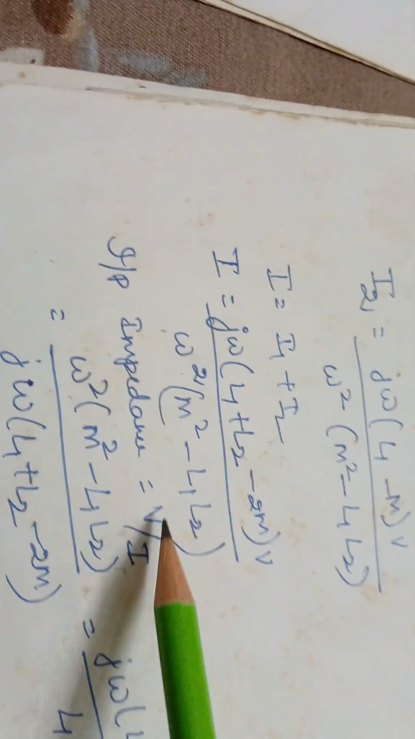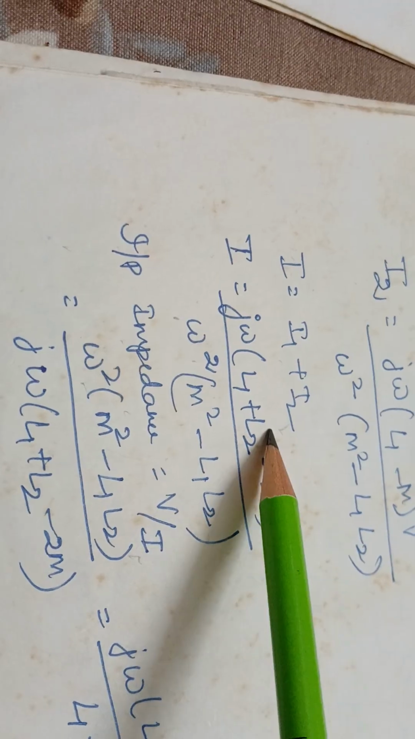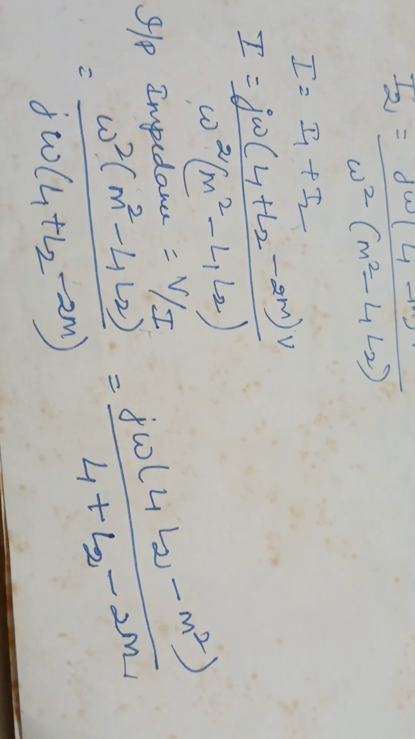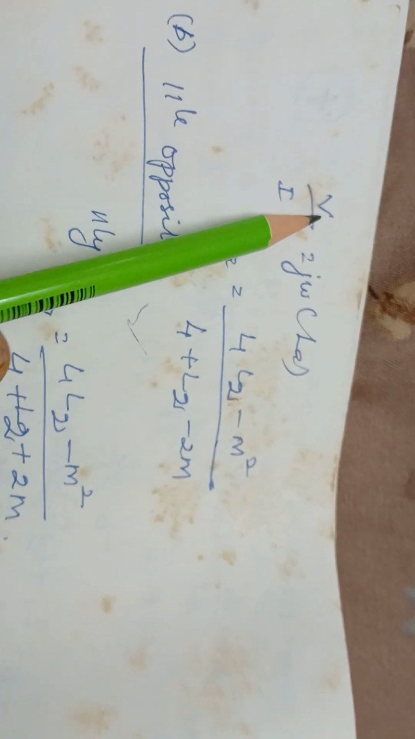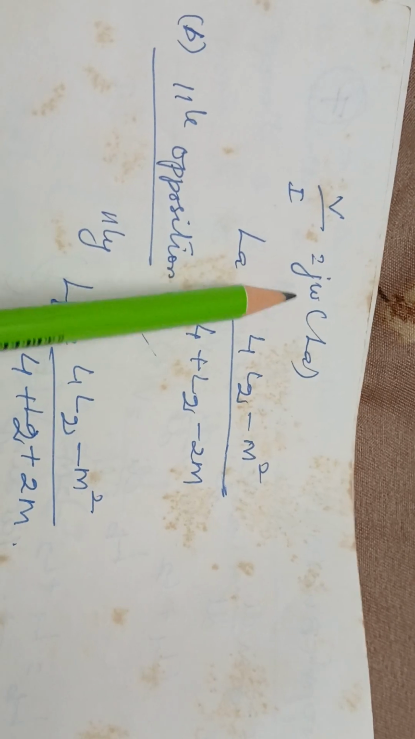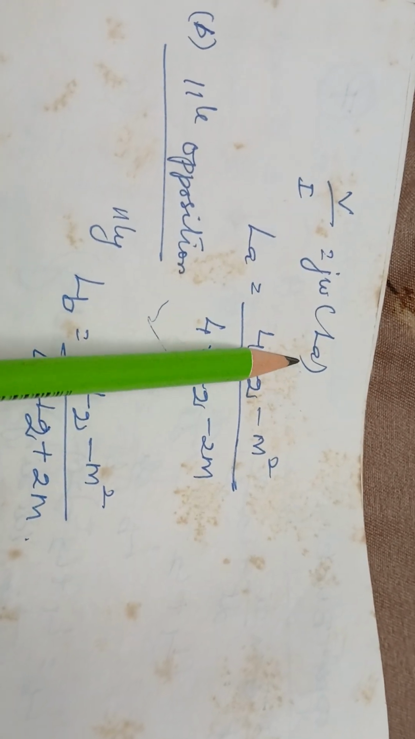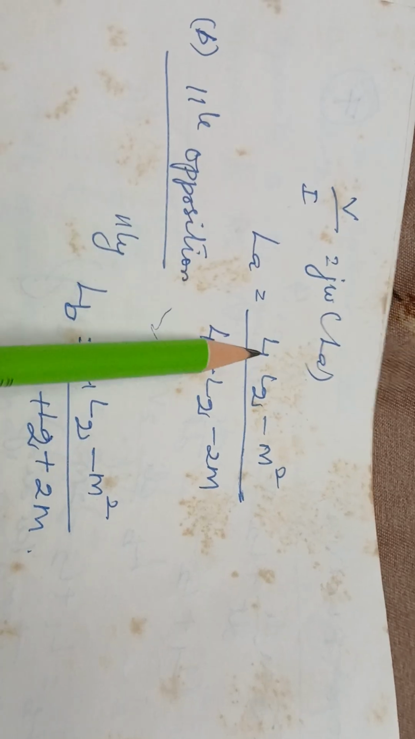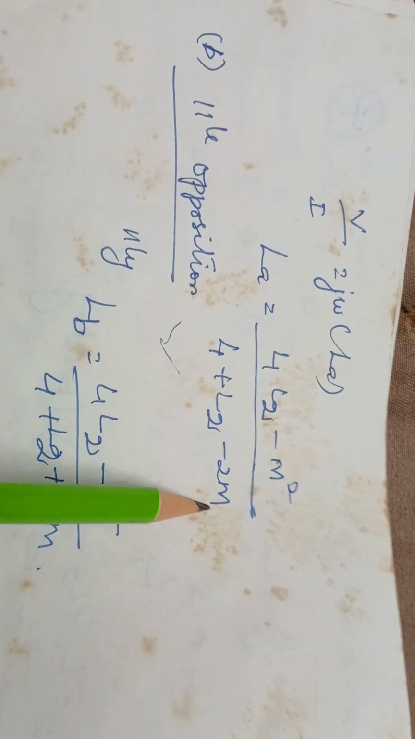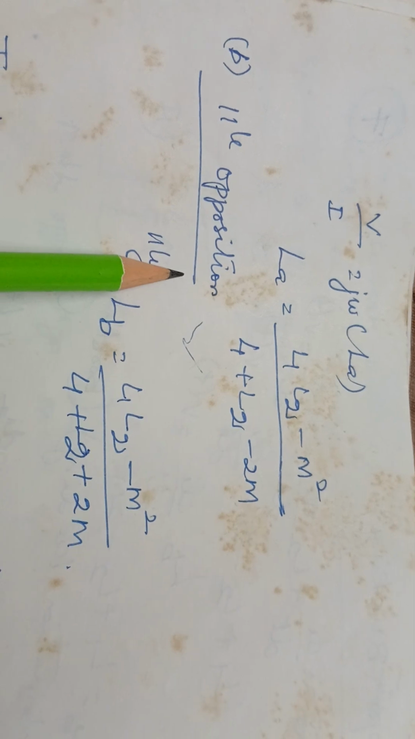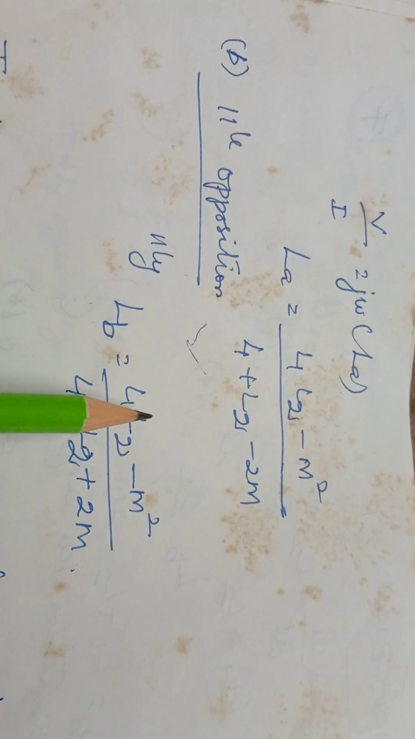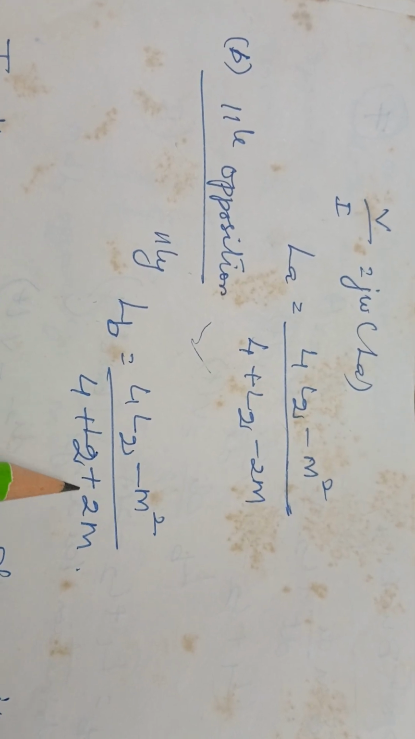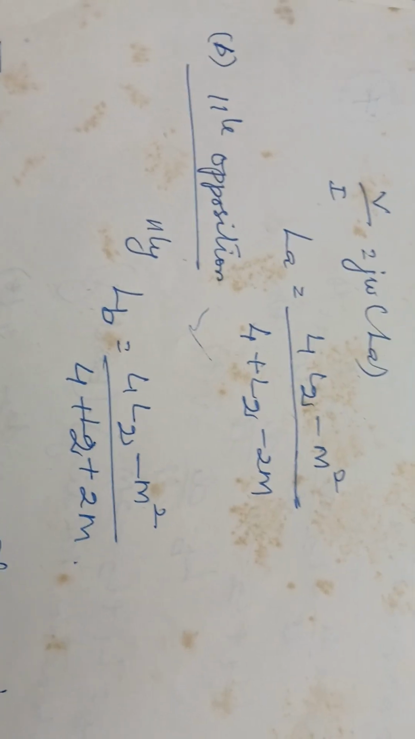While substituting V by I here, V gets cancelled, so we are getting this expression for the impedance. Similarly, here impedance V by I is equal to j omega LA, parallel aiding. So LA is equal to (L1 L2 minus M squared) divided by (L1 plus L2 minus 2M). For parallel opposition, bucking, we similarly have to calculate it. It is the same thing, only in the denominator it is plus 2M. The remaining thing is the same.